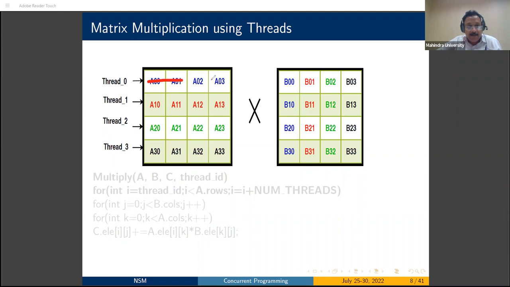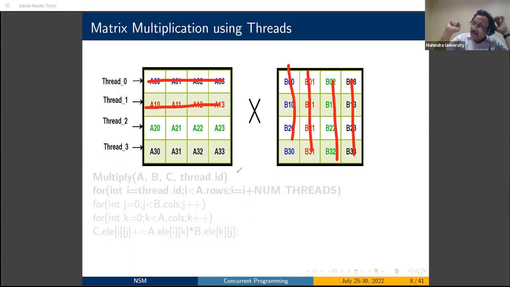We are going to consider all the elements of this row. We are going to multiply with the elements in these columns. Then we'll get the first row in the resultant matrix. Similarly, when we take the next row from the first matrix and multiply that row with all the columns of the second matrix, then we'll get the second row in the resultant matrix. Just like that, we can do the multi-thread matrix multiplication.